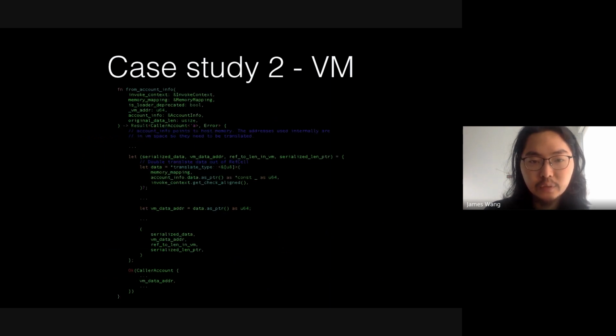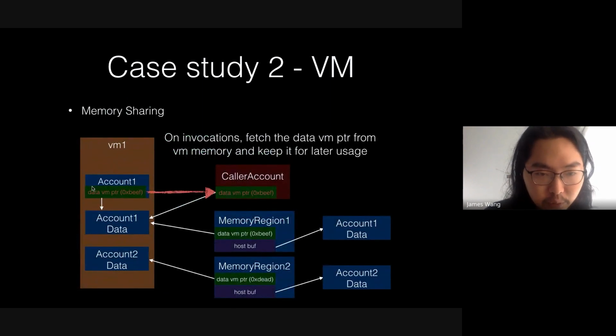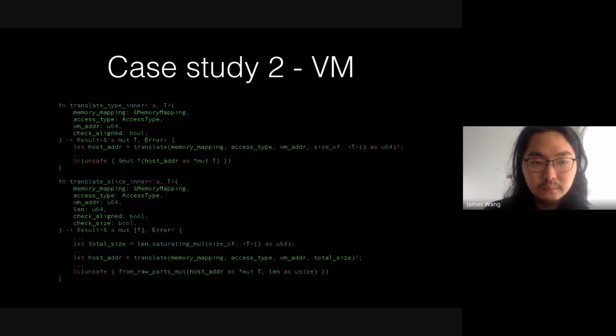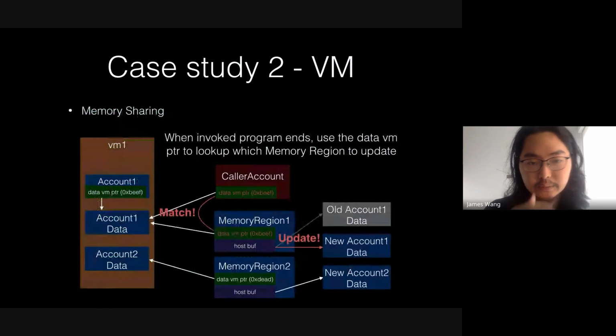And after we get the account info structure, we try to fetch the VM data address from the structure and store it in the caller account structure. The VM data address is this pointer, which is a pointer to the virtual address of the account data in the virtual machine. And these are just the utility functions.